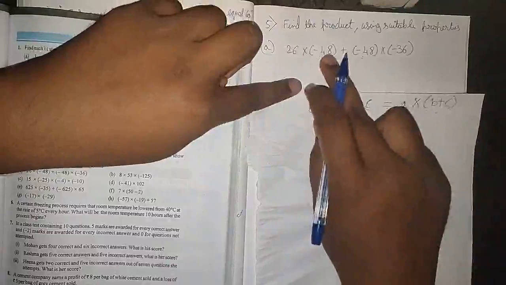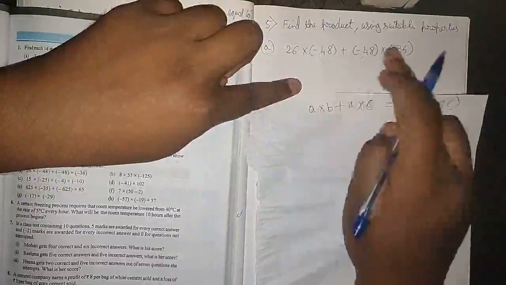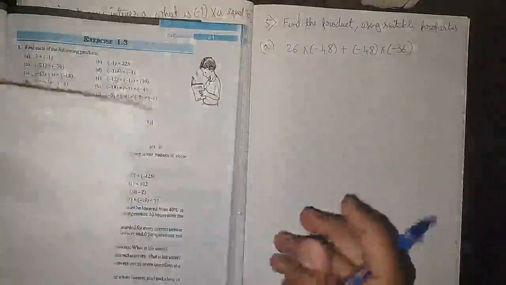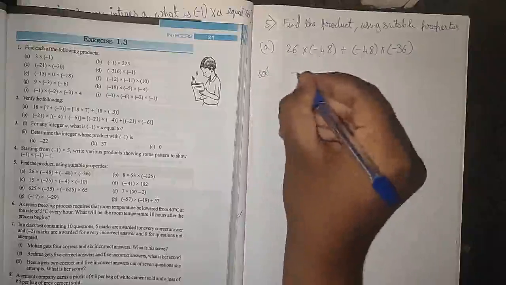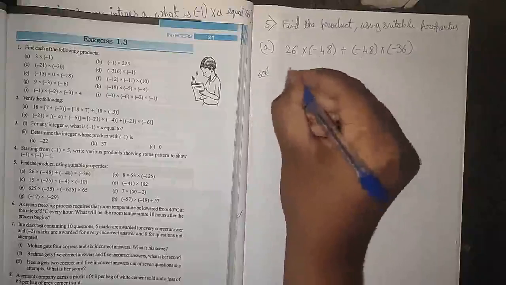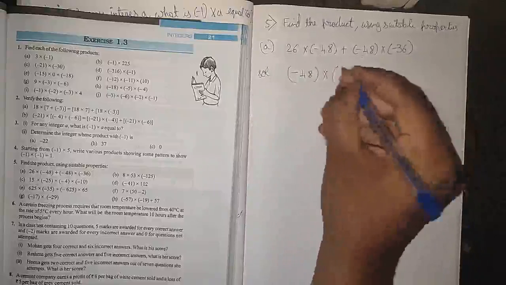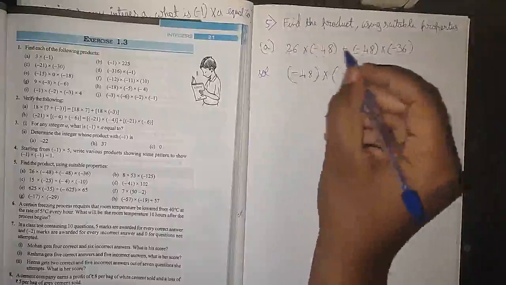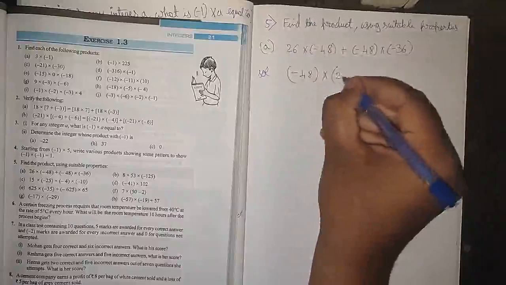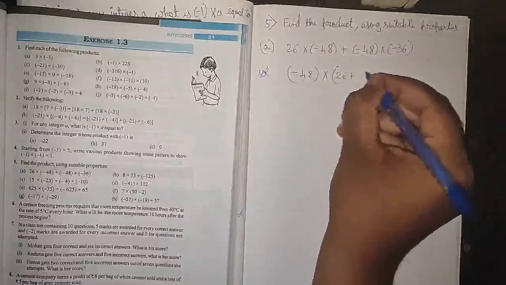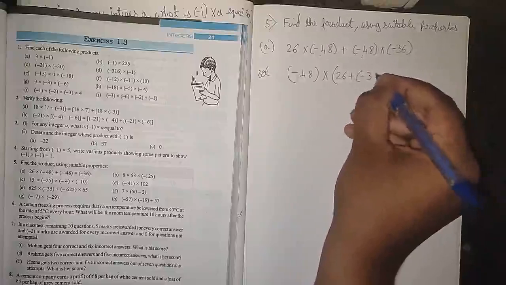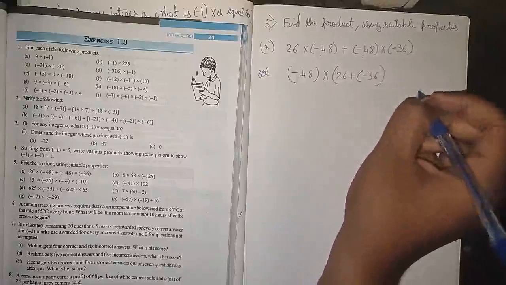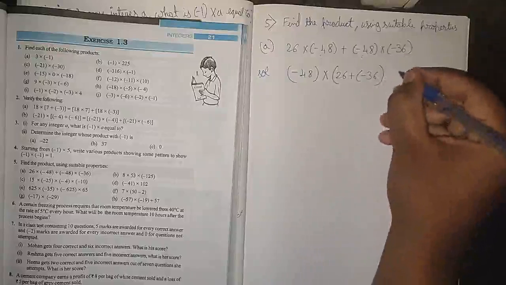So if minus 48 is A, and this is B and this is C, how can I write? I can write, see, minus 48 common, it will become solution. See, minus 48, I will take it outside, that is A into, B is what? 26, plus C is what? Minus 36. Okay. So, which property am I using?